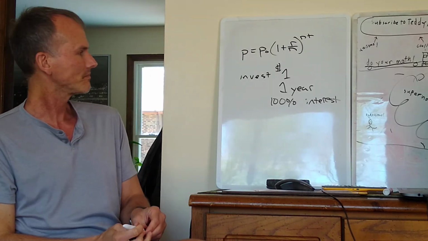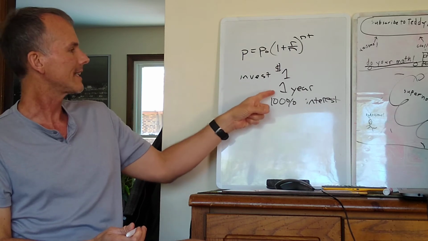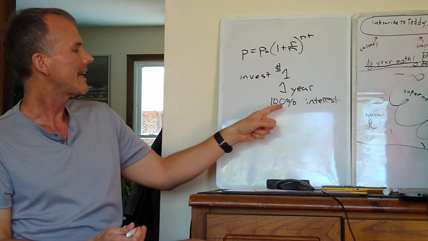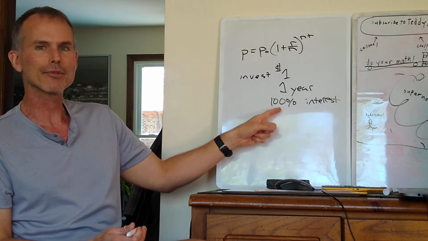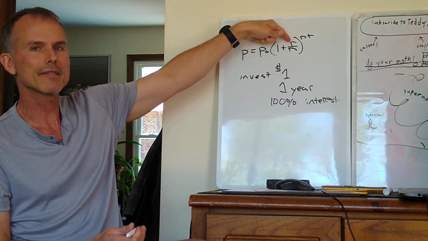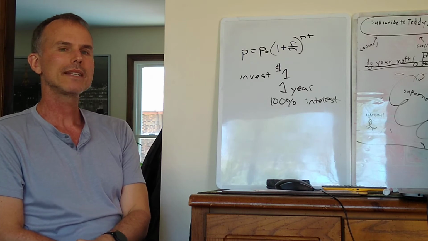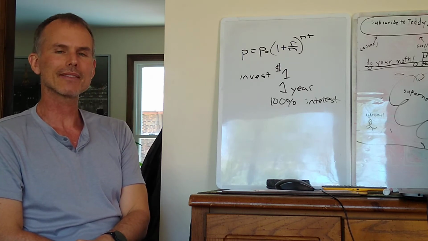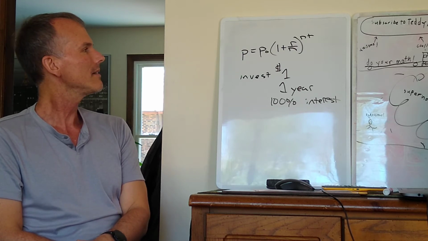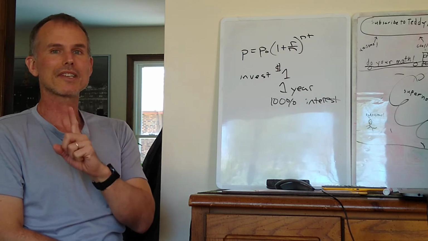We're going to invest $1, so P naught will be $1. We're going to leave it invested for 1 year, so T will be 1. And the interest rate is 100%. Remember, the interest rate goes in as a decimal, so 100% as a decimal is just the number 1. The only thing we haven't discussed yet is how many times per year this is going to compound. Let's start with a situation where it compounds once a year.